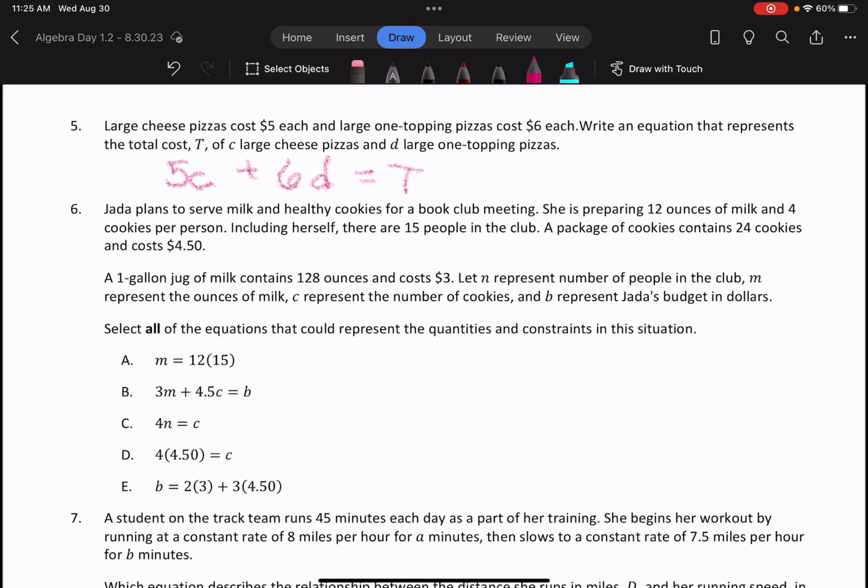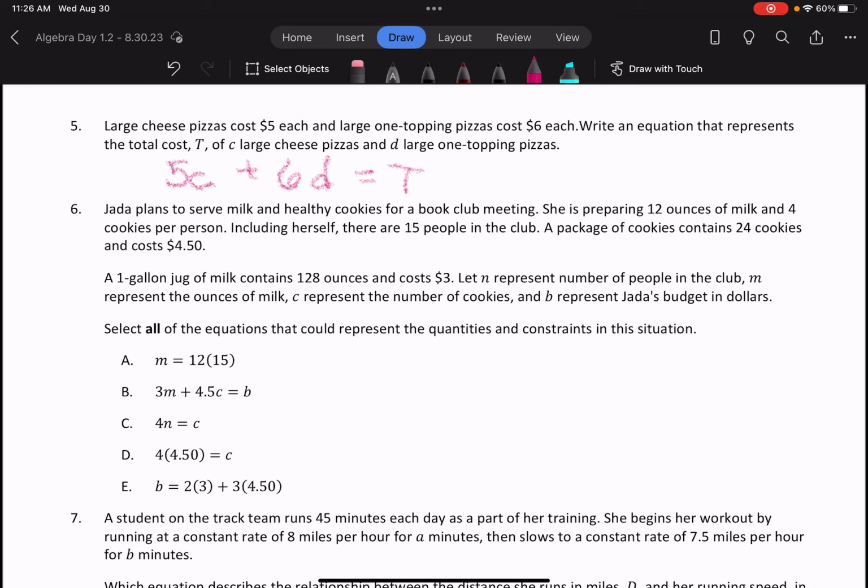Let N represent the number of people in the club, M represent the ounces of milk, C represent the number of cookies, and B represent Jada's budget in dollars. Select all of the equations that could represent the quantities and constraints in this situation. So you need to look to see, does each of these equations match information that we have in our problem?